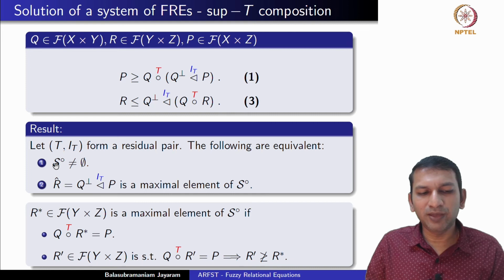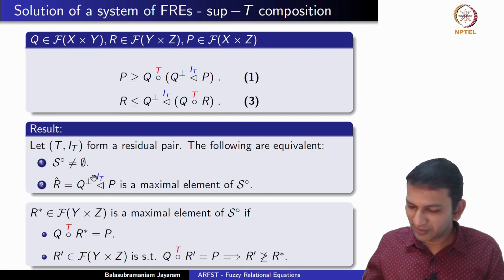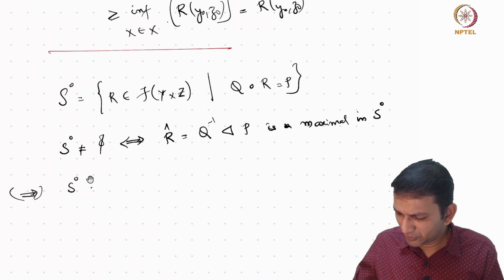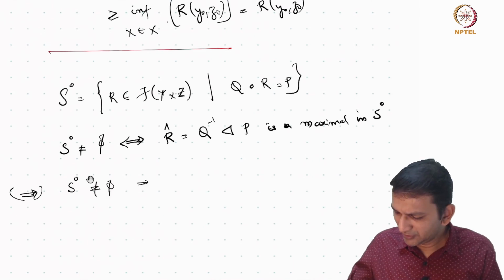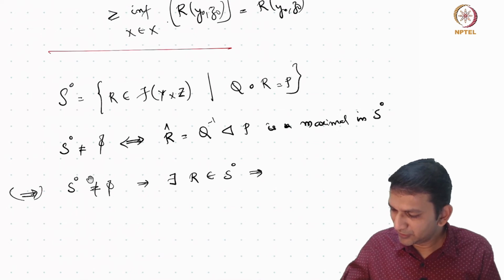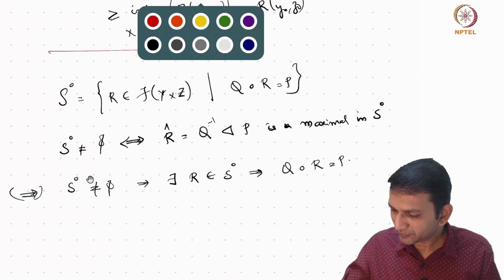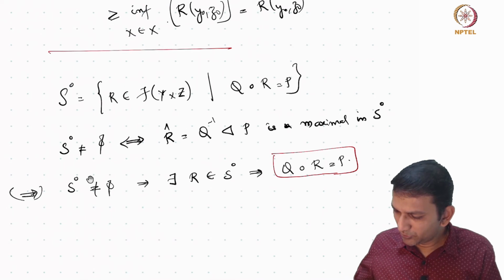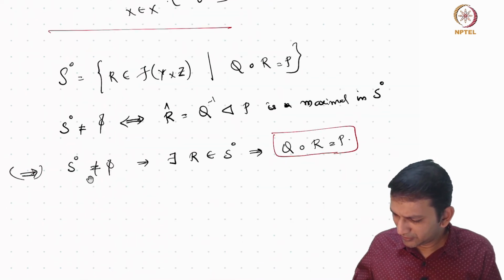So let's prove 1 implies 2. So let's assume the forward direction, S0 is not empty. This implies there exists an R in S0, which implies Q circle R is actually equal to P. So this is what we are doing. First, let's prove that R cap is greater than or equal to this R.